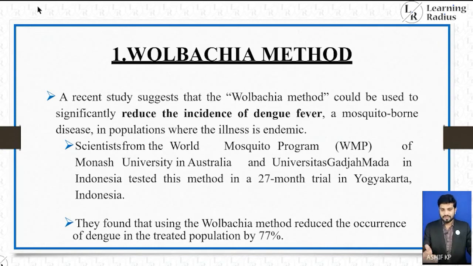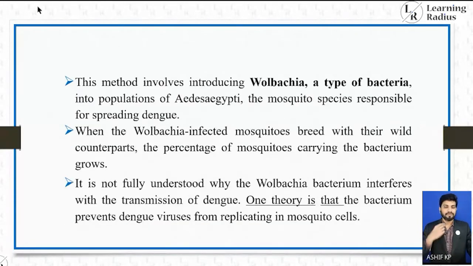They found that using the Wolbachia method reduced the occurrence of dengue in the treated population by 77%. This method involves introducing Wolbachia, a type of bacteria, into a population of Aedes aegypti, the mosquito species responsible for spreading dengue. When the Wolbachia-infected mosquitoes breed with their wild counterparts, the percentage of mosquitoes carrying the bacterium grows.